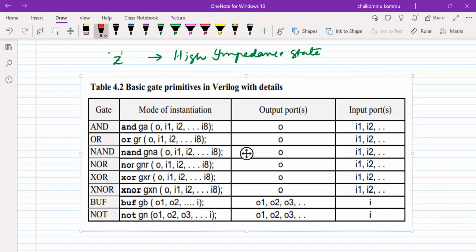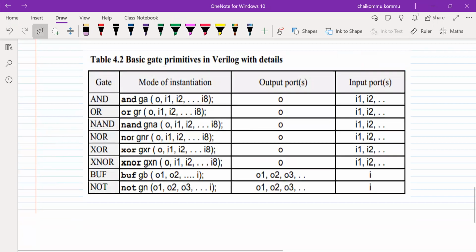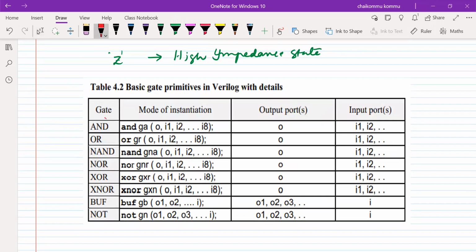Whenever you are using these in Verilog, for the AND gate we have to use small letters only. G1 is the name of the gate; G1, GA, GR, these are all just names. You can give any name, it doesn't matter. And it is essential that there is only a single output.